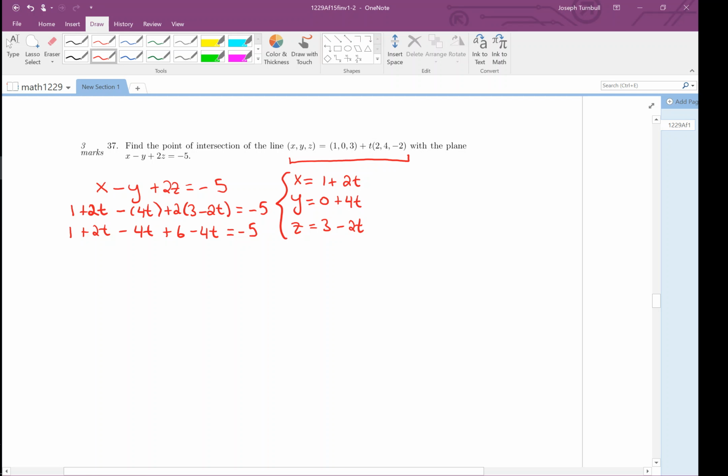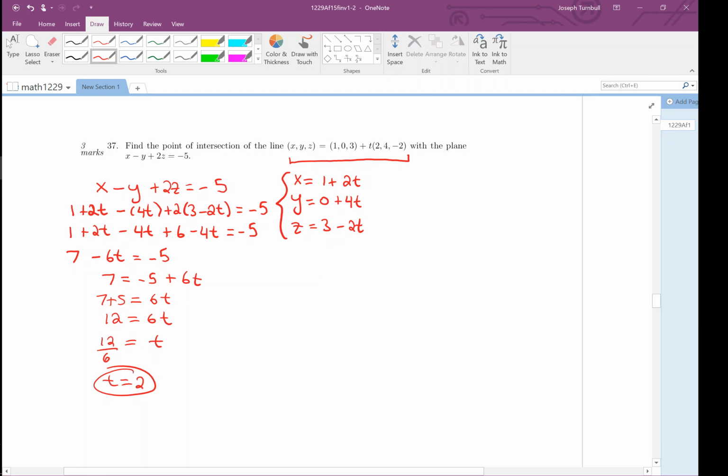We have, first add the constants together. 1 plus 6, we have a 7 on this side, and then add the t stuff. 2t minus 4t, that's negative 2t minus 4t, negative 6t, equals minus 5. Then, let's see, I'm going to add 6t to both sides. So 7 is equal to negative 5 plus 6t. Then add 5 to both sides. So 7 plus 5 is equal to 6t. So 12 is equal to 6 times t. So t is equal to 12 over 6, which means t equals 2.